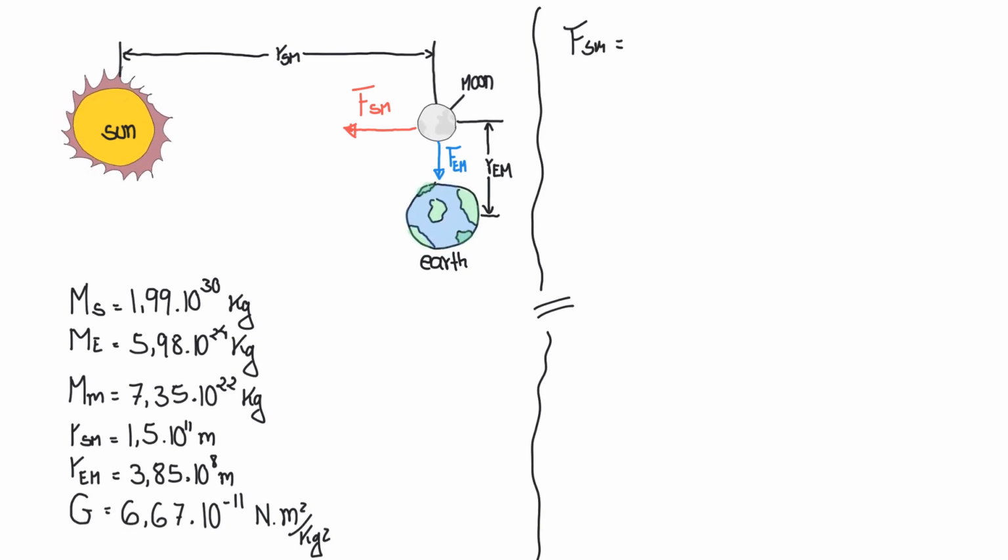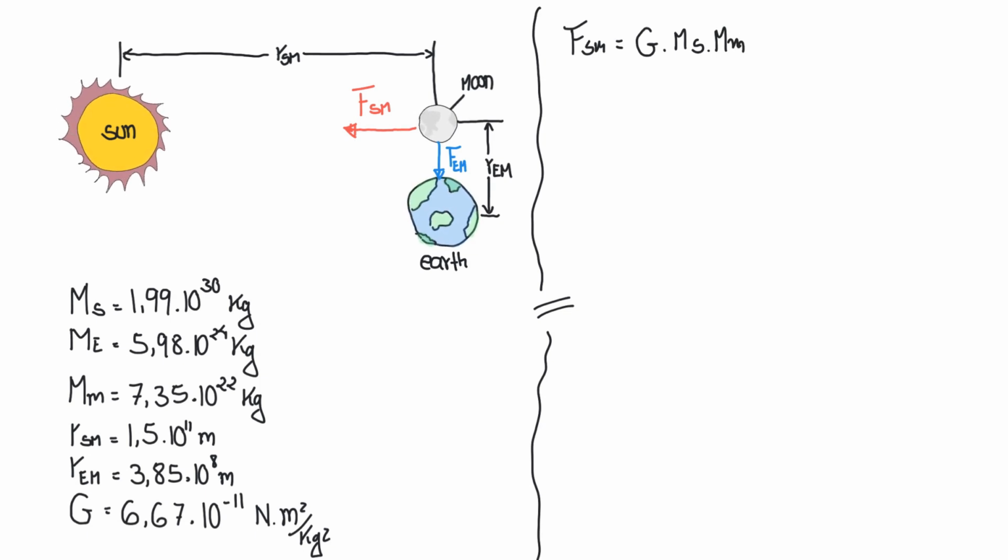Fsm is a gravitational force, so it is equal to G times the mass of the sun times the mass of the moon divided by the distance between the center of the sun and the center of the moon squared, and that distance is Rsm, which is equal to 1.5 times 10 to the 11. So, 1.5 times 10 to the 11 squared.